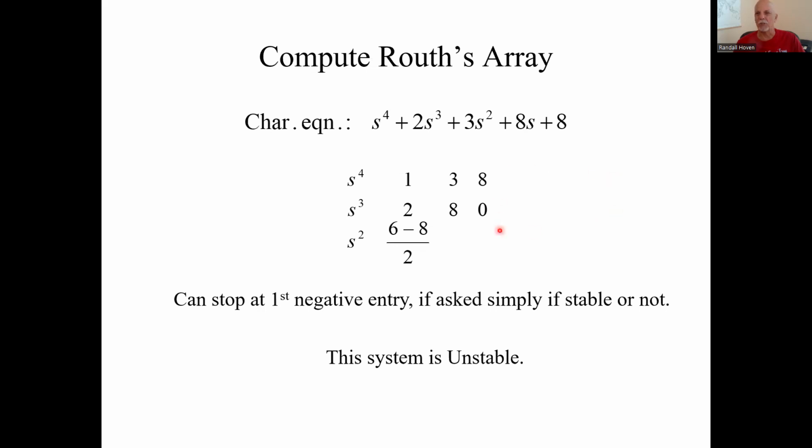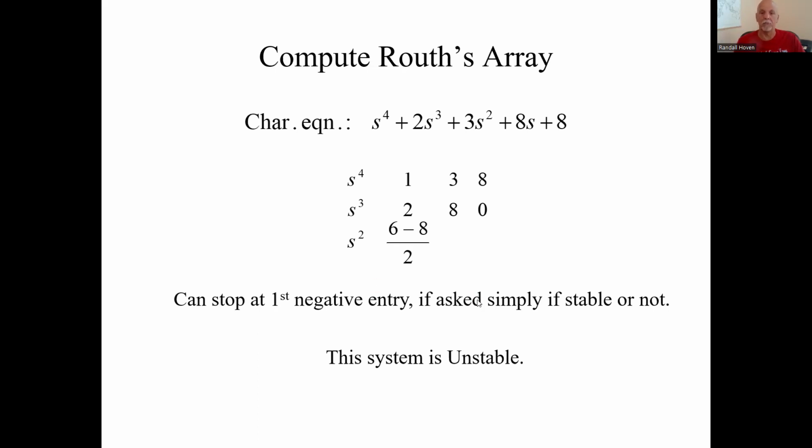You can always put more zeros out here, but it doesn't help. You get to at least one 0 here, done. Don't put anything more to the right. So let's see, what do we got here? 6 minus 8 divided by 2, that's a negative number already. We're done. It's unstable.